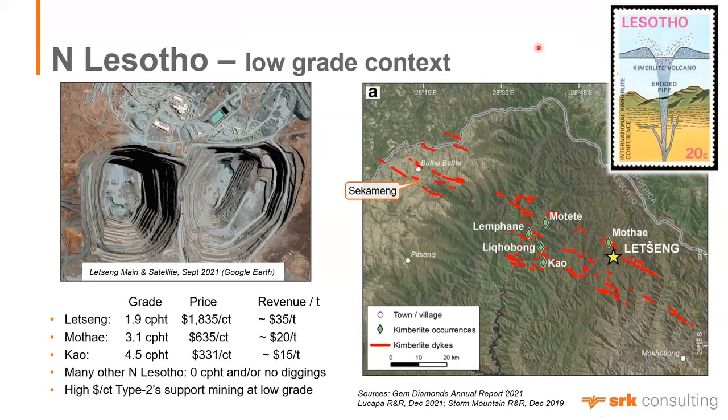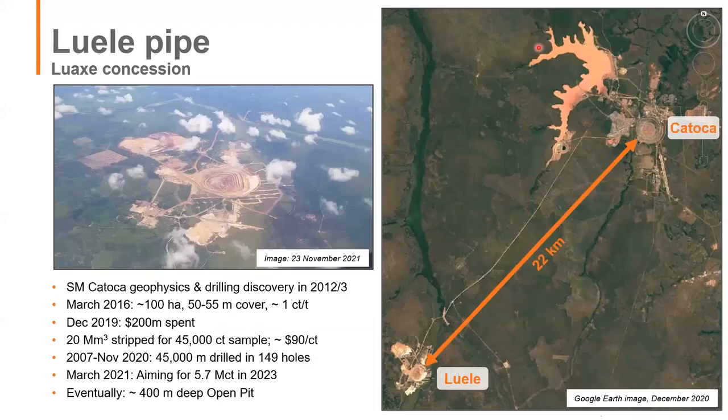I just want to point out the location of Sekamang. We'll be talking about that tomorrow or the day after. Second last slide in my presentation is about the future of Angola and diamonds in Angola, and the future is very closely tied to this kimberlite called Luele. It's on the Luashi concession, so it's known as the Luashi, either Luele or Luashi. If you look on Google Earth in December 2020, you will see there's another open pit starting up. It was discovered in 2012, 2013.